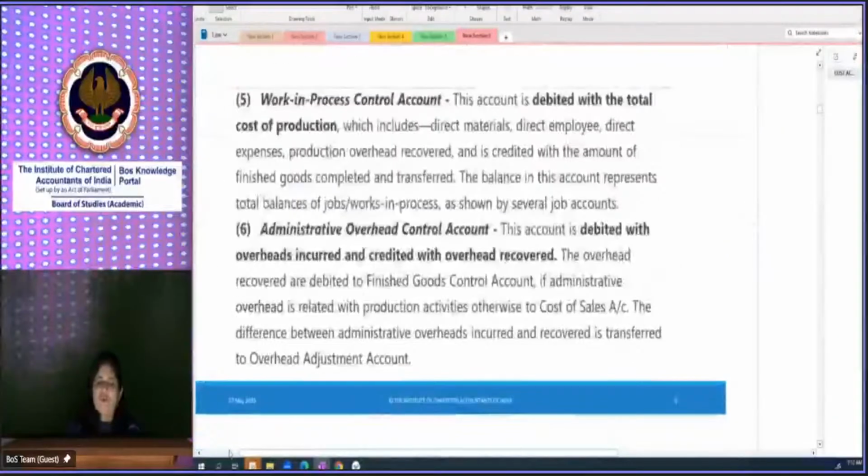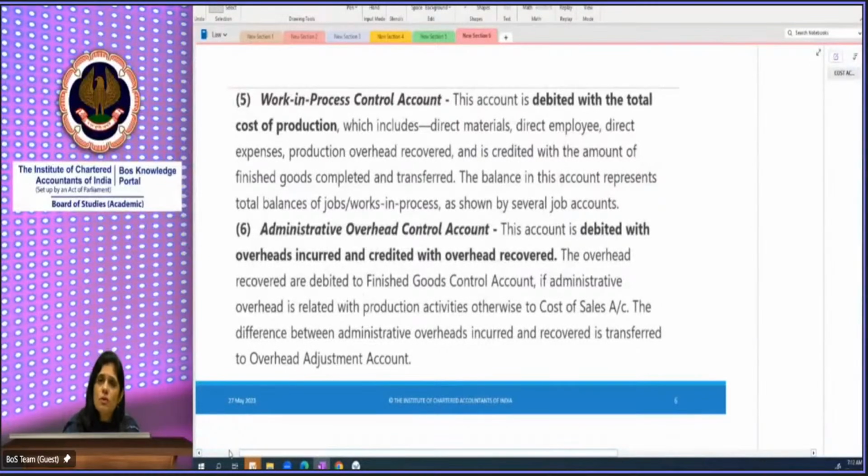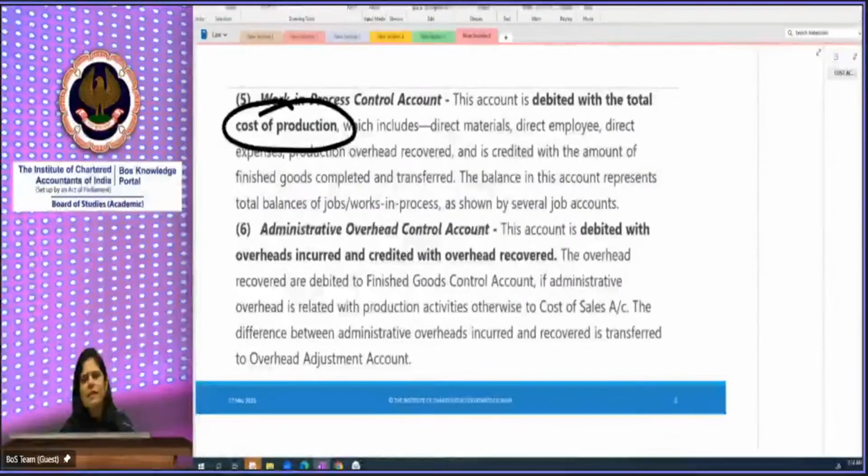Then moving to WIP control account, again under work in process ledger, we have work in process control account. So work in process control account includes all the cost of production. Yeah, the entire cost. Material goes into it, labor goes into it, expenses go into it, indirect overheads go into it. So work in progress takes care of the production cost.